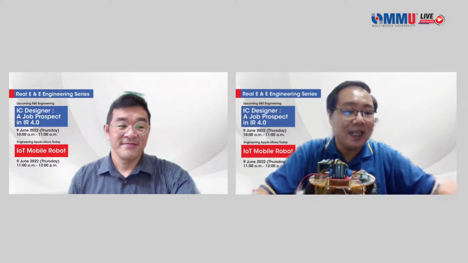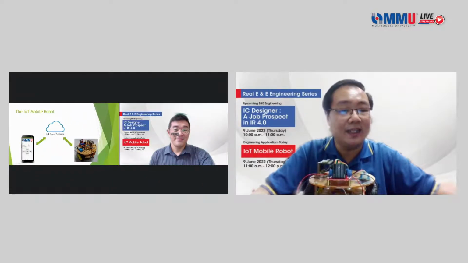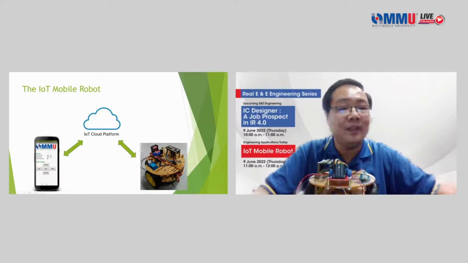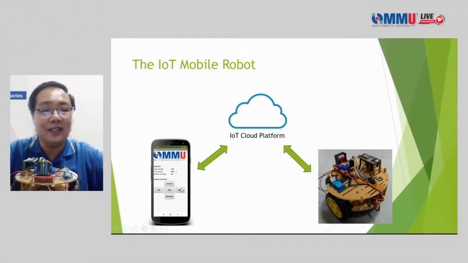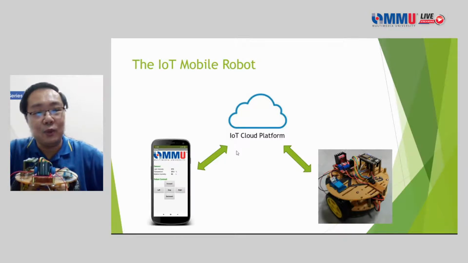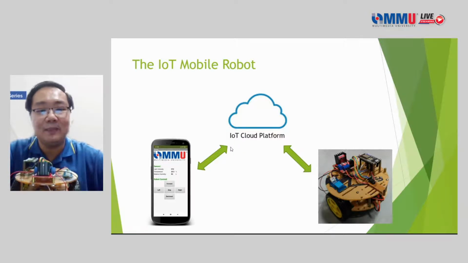This app is able to retrieve the sensor data from the mobile robots and show it on the app screen. At the same time, it also provides a few control buttons for us to control the movement of the robots. The app basically interacts with the IoT cloud server, so data is sent and received through the internet. The IoT cloud platform that we are using here is a free platform offered by Google. We are using the Firebase real-time database in this particular example.